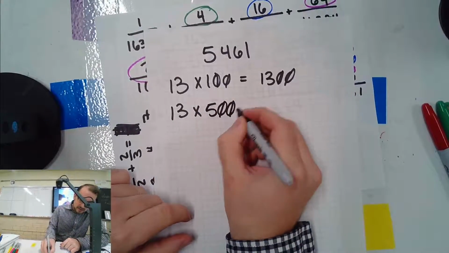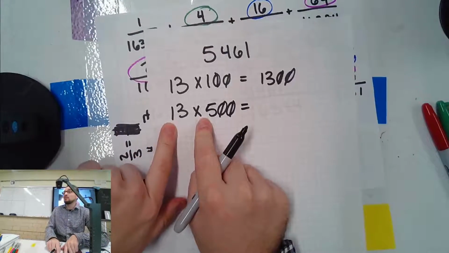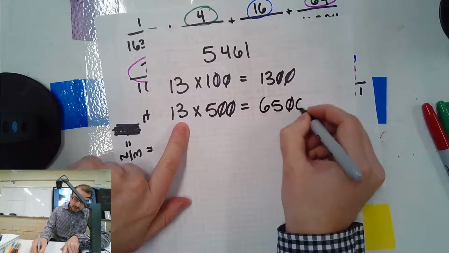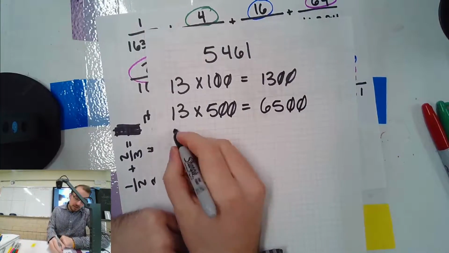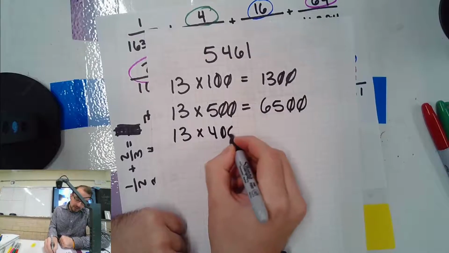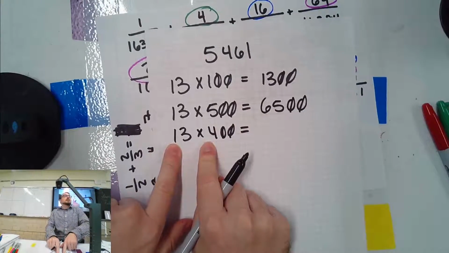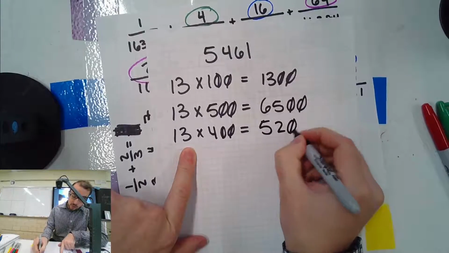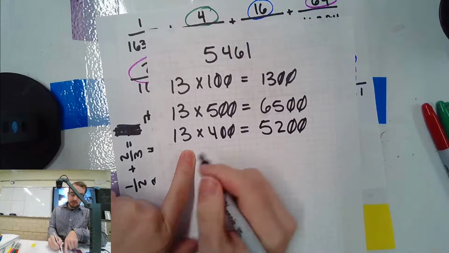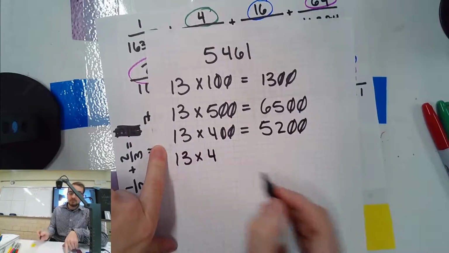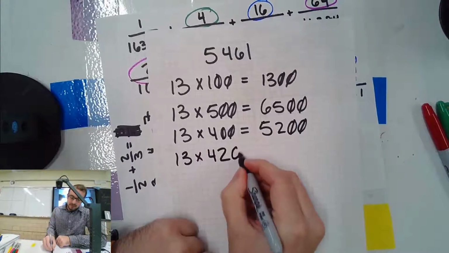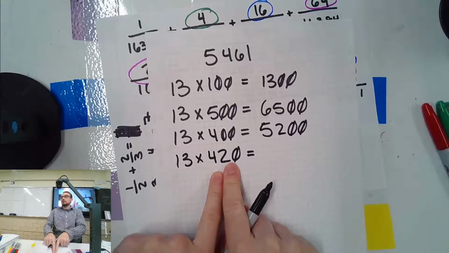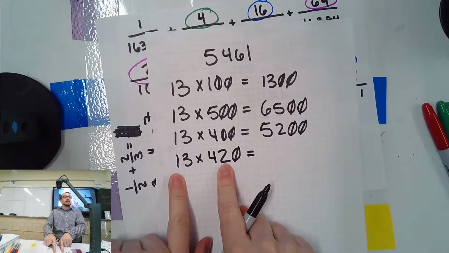500. All right, so we have 5 times 10, which is 50, plus 15 is 65. So we got 6500, right? Too much. 13 times 400. Let's estimate that. We get 4 times 10, which is 40, plus 12 is going to be 52. Ooh, that's pretty close. So it's going to be 13 times 400 and something. 25. So that's 13 times 400. We need 20 more 13s. So 2 more 13s is 26. Add a 0 on the end.